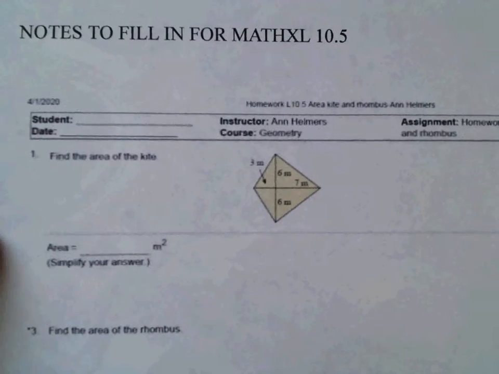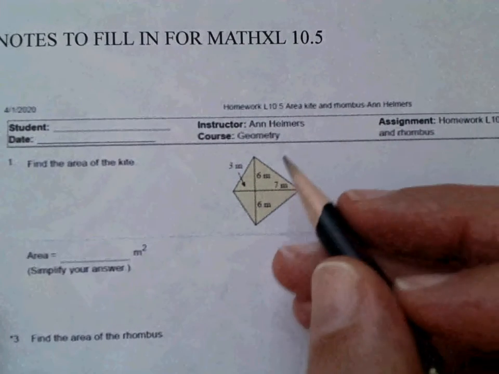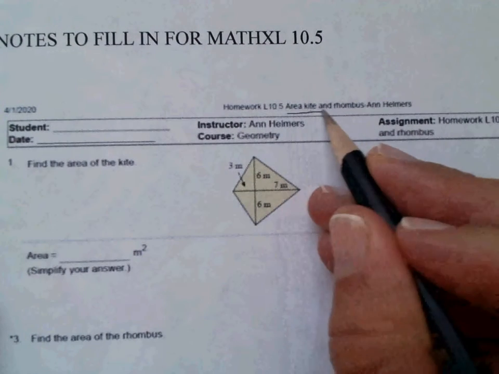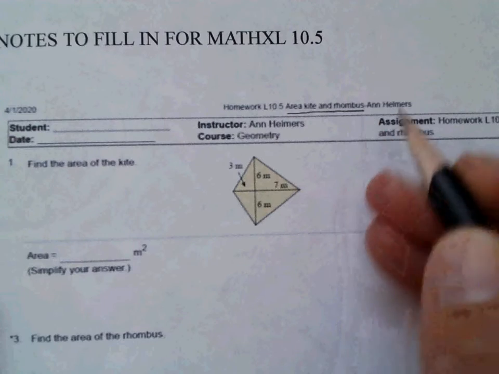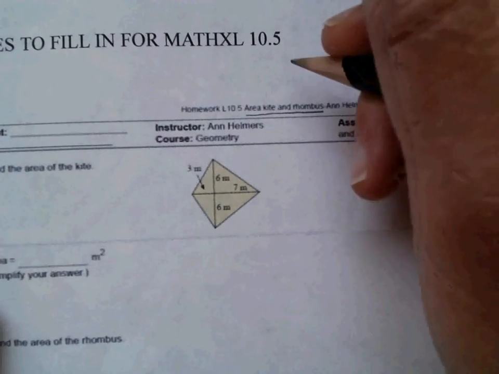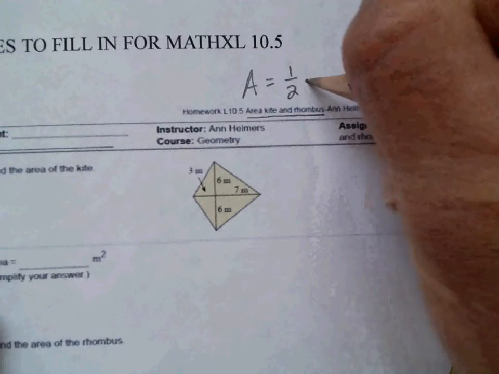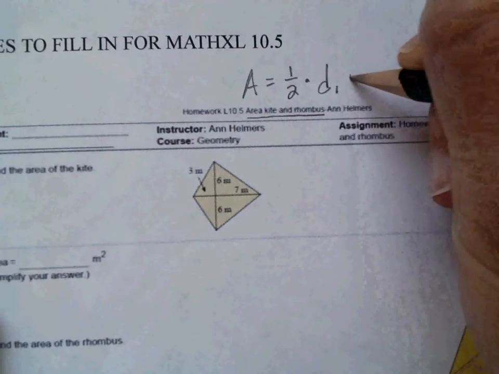I picked out some of these off of the MathXL model and the rest follow just like it. Here we are finding the area of a kite and a rhombus. I put both of them together because they use the same formula. You're going to want to write down somewhere: area is equal to 1/2 times diagonal 1 times diagonal 2.